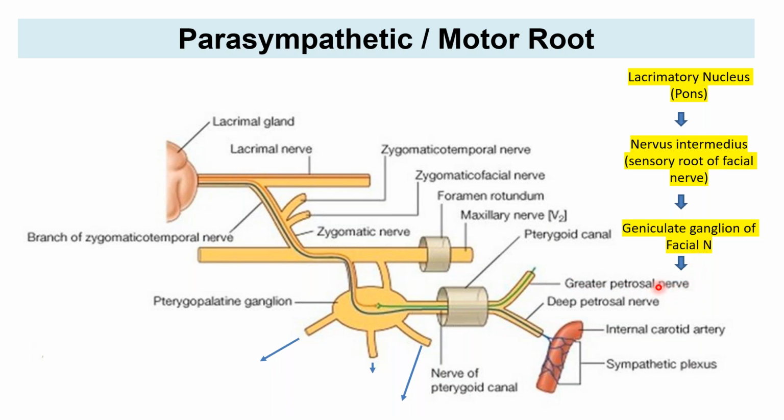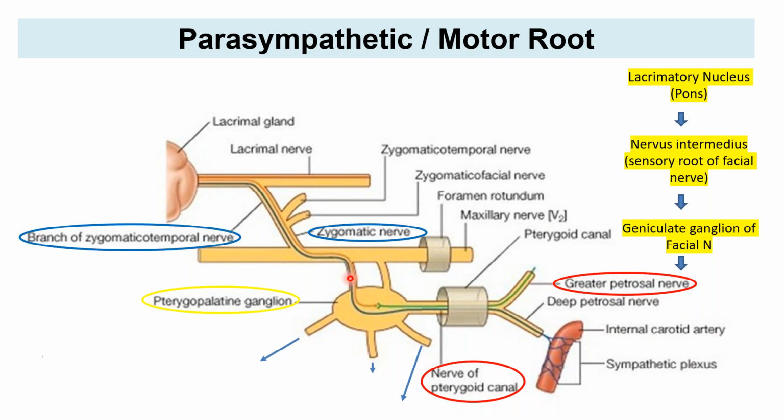So functionally it is related to the facial nerve, right? So this is the greater petrosal nerve. The greater petrosal nerve then joins the deep petrosal nerve and forms the nerve of the pterygoid canal. Through the nerve of the pterygoid canal, it is going to synapse in the pterygopalatine ganglion, and after this the postganglionic fibers through the zygomatic nerve, through its branch the zygomaticotemporal nerve, will reach where? It will reach the lacrimal nerve, and through the lacrimal nerve it is going to supply the lacrimal gland.